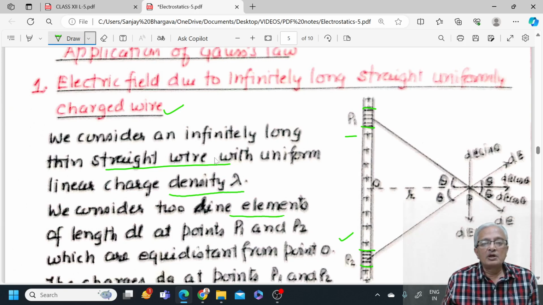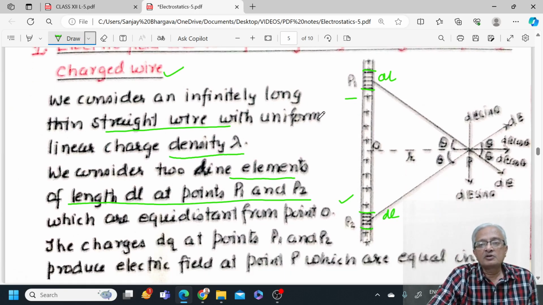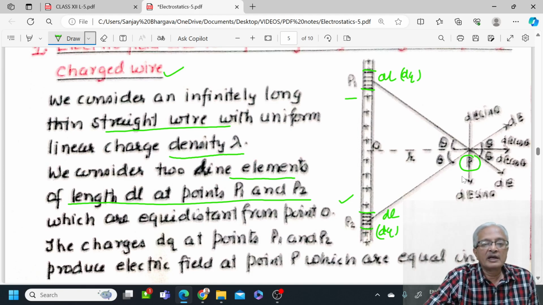We consider two small elements of length dl at the points P1 and P2. So one dl placed here, another dl placed here. The charges dq at the points P1 and P2, because these two dl would have some charge, let that be called dq. They will be producing some electric field at the point of observation P here. So let us calculate what are the electric fields produced.